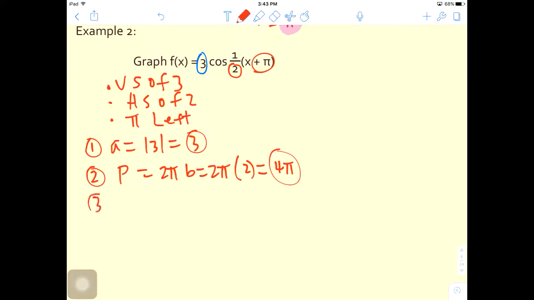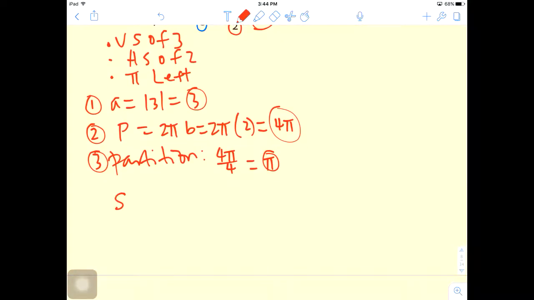And so step 3 is the partition. So hopefully by now we're doing the same steps over and over and over. You're getting the hang of it, and it's getting easier for you. 4 pi divided by 4, always the partition you divide by 4, because that is the number of parts the graph has, and that is counting by pi again. That's an easy one.